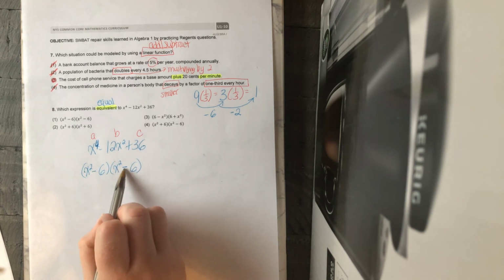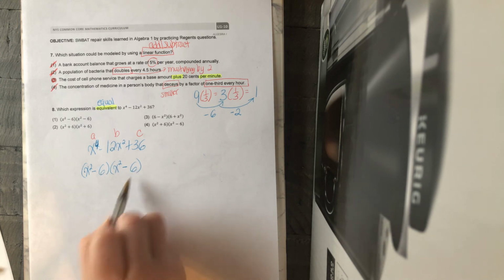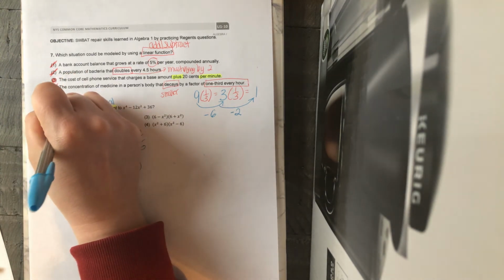So if I make both of these negative, let's just try that out. Well, a negative times a negative is a positive, so that worked. And negative 6 minus 6 is negative 12. That works as well. So I know that it has to be choice 1.